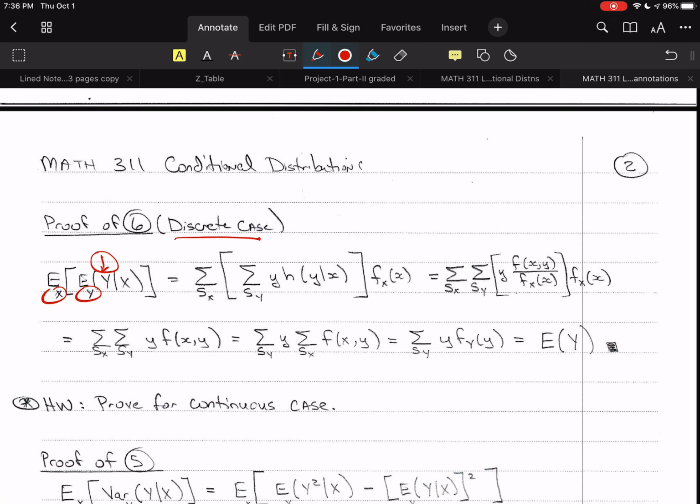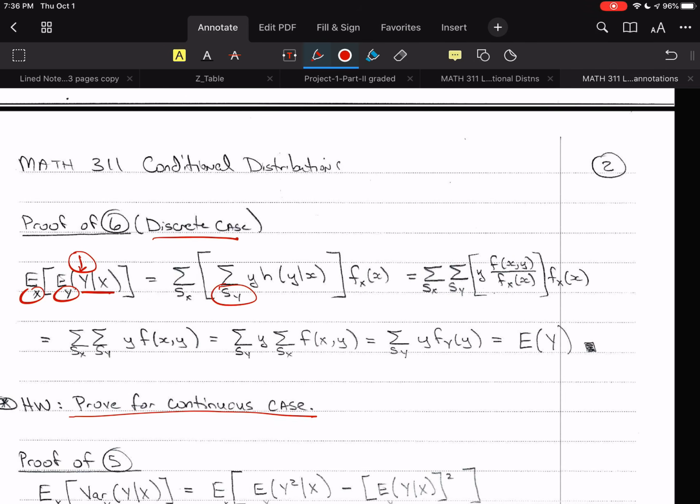So if I consider this the discrete case, I could do it with integration as well, just as easy. But I did the discrete case, and I'll leave the continuous case for you for homework. So if I have y given x, the expectation has to be with respect to y, and so it's y and then h of y given x, the conditional PDF, or PMF in this case. And then I have to sum across, if I'm going to take the expectation with respect to x, it has to be this quantity. So I'm taking the expected value of what's in here. Since it's with respect to x, I take this times f of x, and there's the f of x.